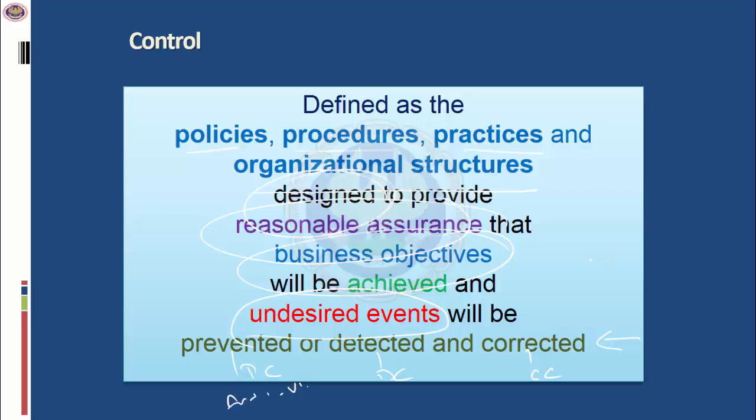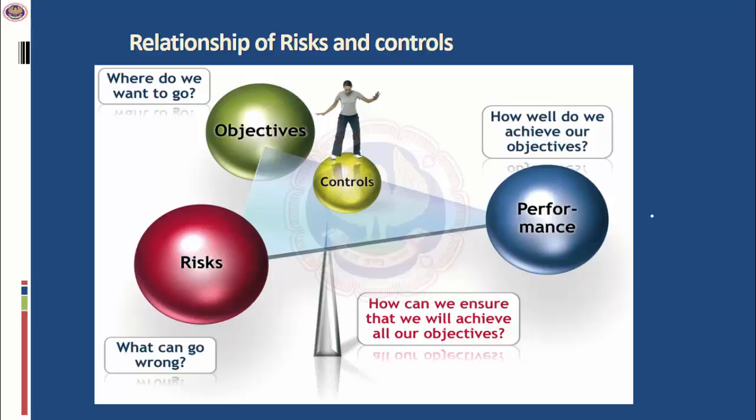For example, if you have a security guard, is it a preventive control? It is a preventive control. It's also a detective control. Now let's look at the relationship between the risk and the controls. The objectives are what is set by the management as to what the enterprise wants to achieve. This clearly outlines where we want to go. While achieving the objective, the enterprise may have different types of risks, which means what can go wrong.